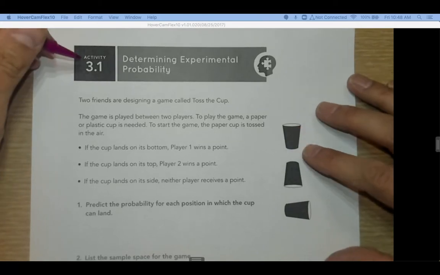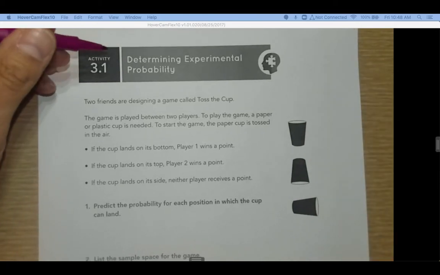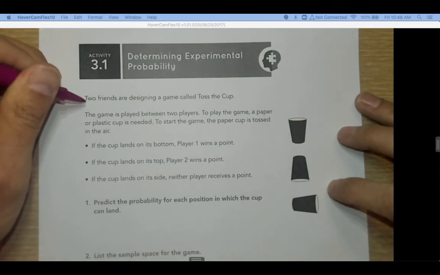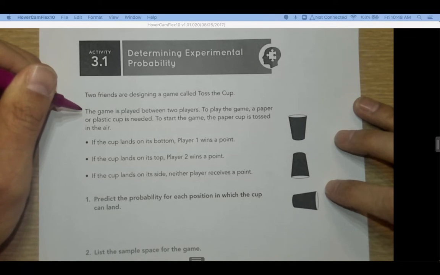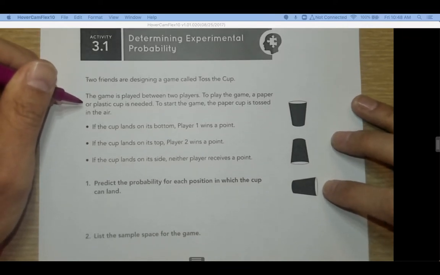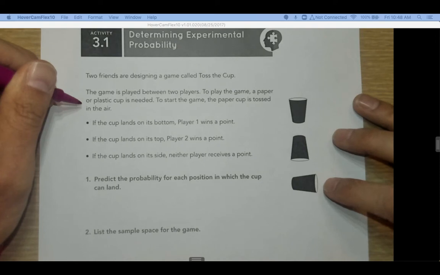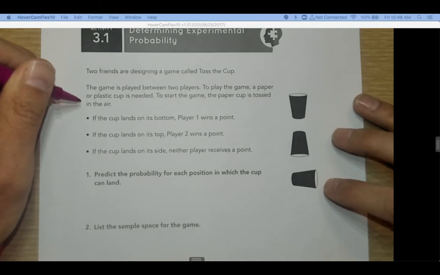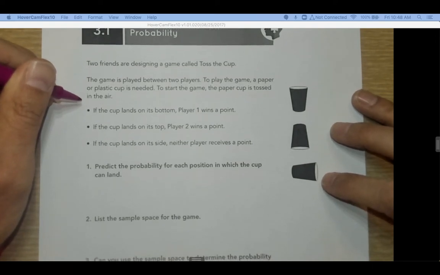All right, so activity 3.1, determining experimental probability. Two friends are designing a game called Toss the Cup. The game is played between two players. To play the game, a paper or plastic cup is needed. To start the game, the paper cup is tossed in the air.